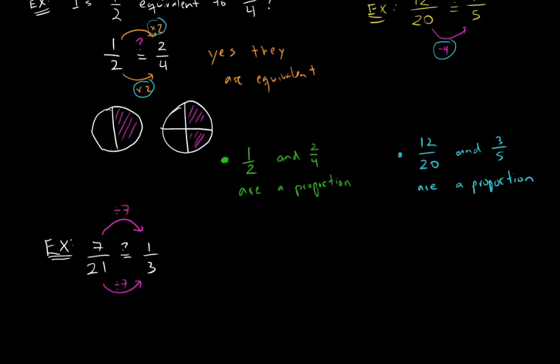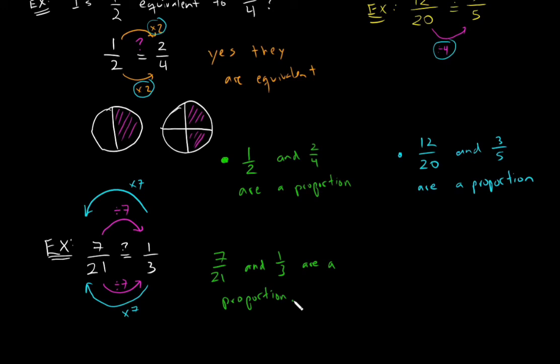Another thing I want to talk about is you can actually go backwards, so you can actually write these going this way, right? So 1 times 7 will give you 7, and 3 times 7 will give you 21. So we can now say that 7 over 21 and 1/3 are a proportion. In other words, fractions that are equivalent, fractions that are equal to each other.